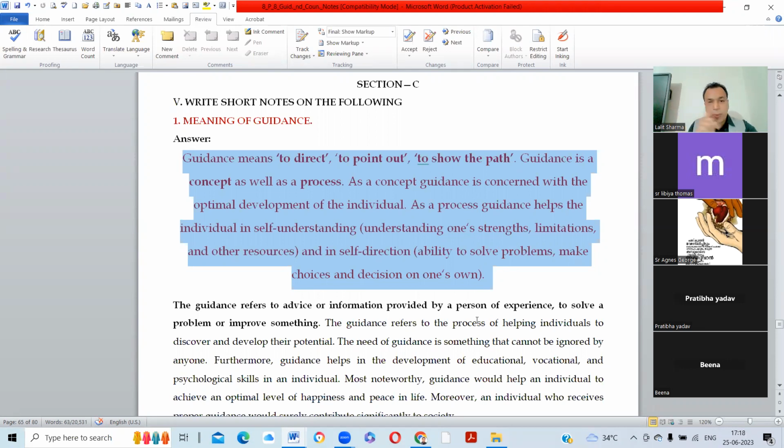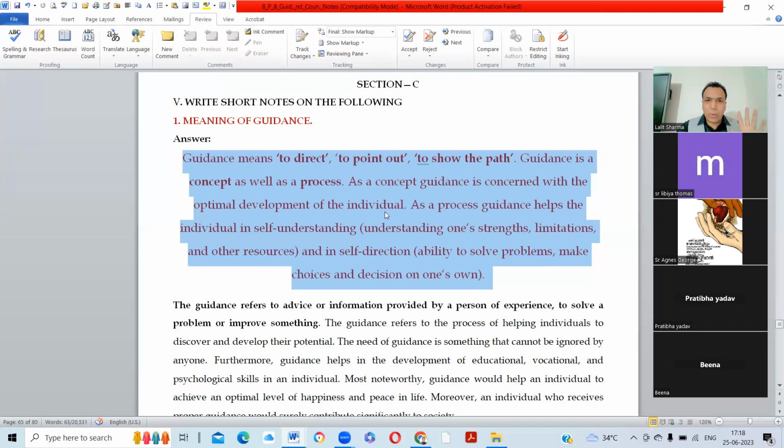Guidance is a concept as well as a process. As a concept, it means you have to provide such kind of guidance knowledge to the student so that he could get optimum development of the individual. But as a process, guys, guidance helps the individual in self-understanding. Okay, so that means the student becomes able to solve his problem himself.